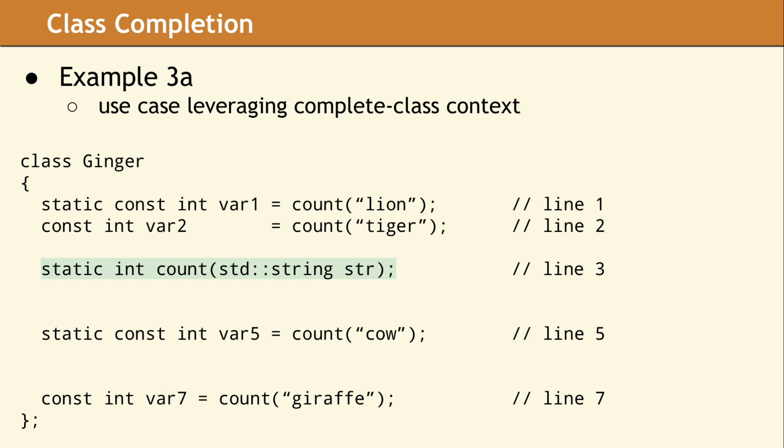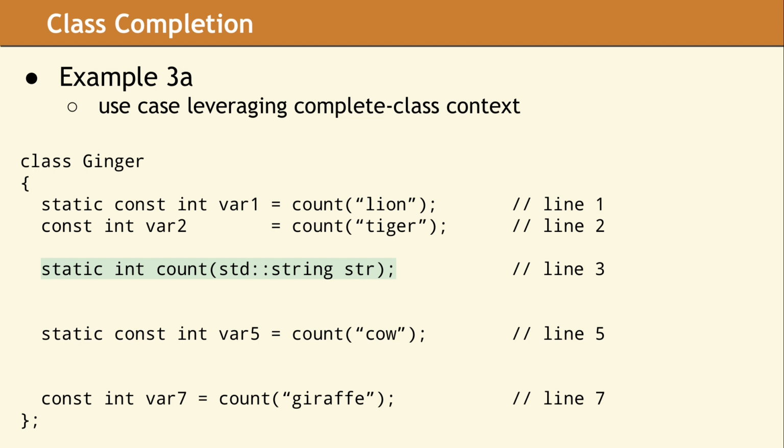There are 2 lines of code which call count before its declaration on line 3, and then 2 lines of code which call count after the declaration. The question is, are these calls valid according to the standard? For clarity, the answer would not change if we supplied an implementation for the count method.